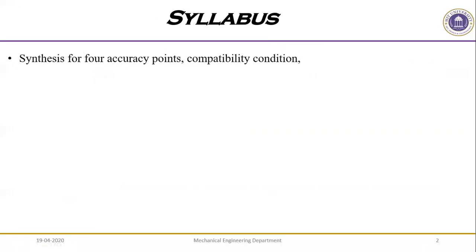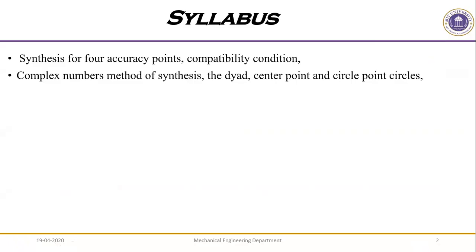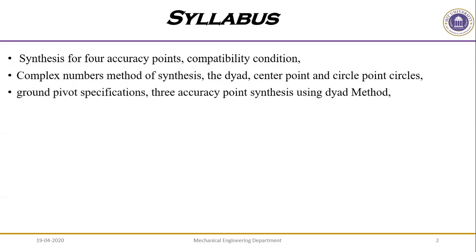Okay. In unit number 4, the syllabus is there. That is synthesis of 4 accuracy point and compatibility equation. Then complex numbers method of synthesis, diad, center point, circle, ground pivot specification, 3 accuracy point synthesis using diad method, and advanced synthesis of mechanism. This is the syllabus in this.